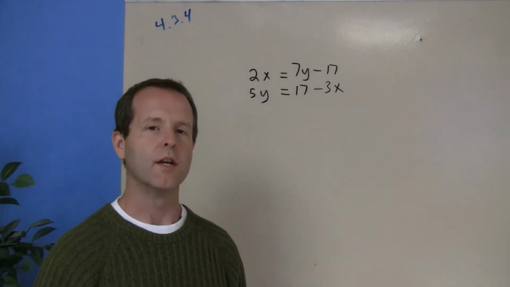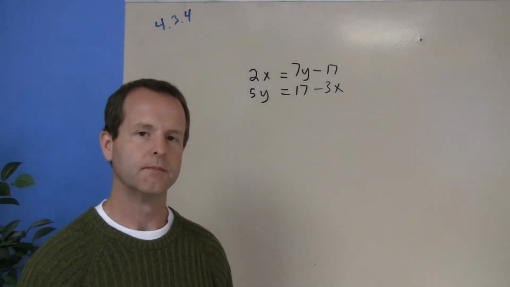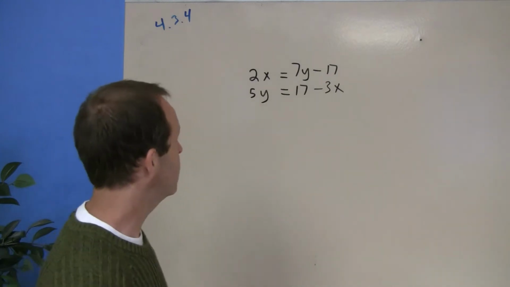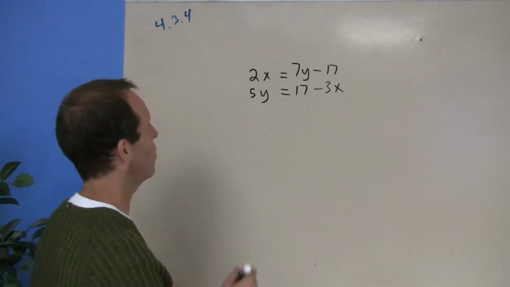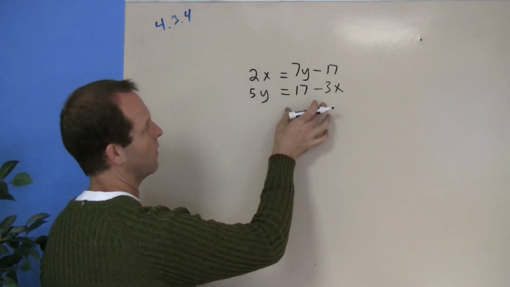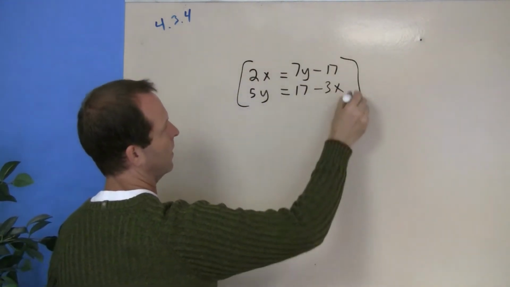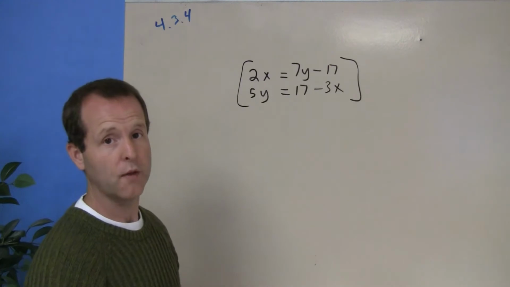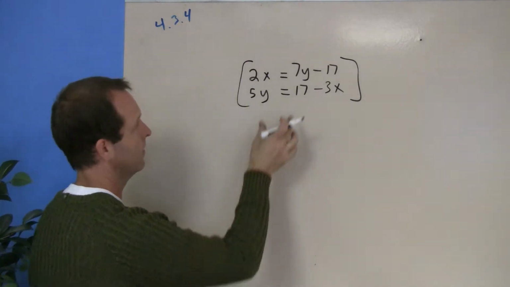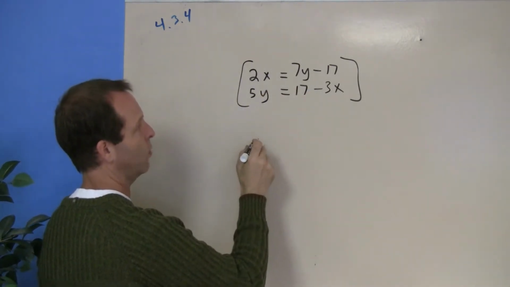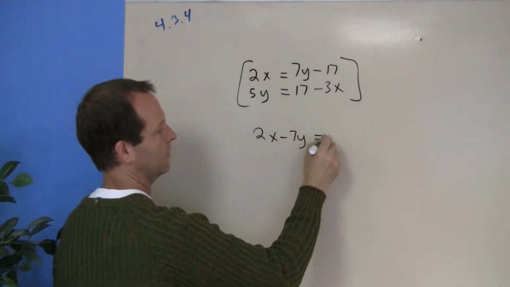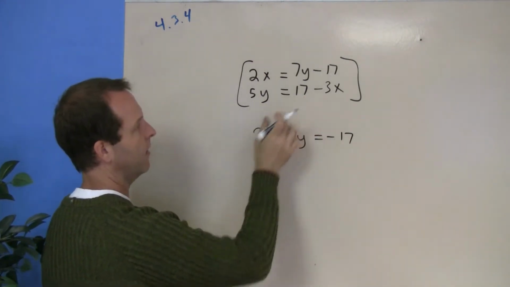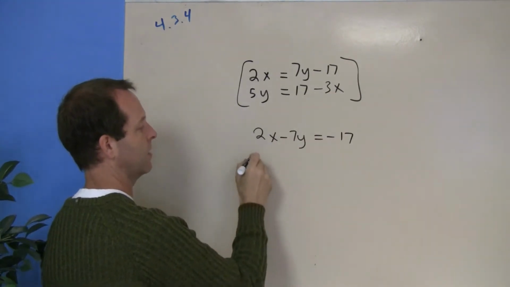One thing that's important to note, as we're solving a system by the addition method, the system needs to have the x's and the y's all on one side. So in order to start to solve this system, the first thing I would do is put all the x's and y's on one side of the equation. So the first one, I'm going to subtract 7y from both sides. And on the second one, I'm going to subtract or add 3x to both sides.